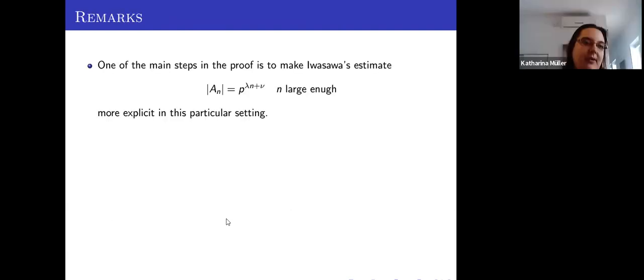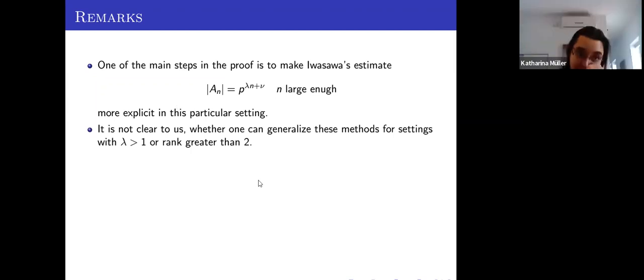And let me give some final remarks. So one of the main steps in the proof is to make Iwasawa's estimate that A_n is p to the lambda n plus nu for n large enough more explicit. So Iwasawa proves this for some abstract n large enough. In our very particular setting, where lambda is 1, we can make this explicit, and we get the formula for n bigger or equal to 1. And so far, it's not clear to us whether we can generalize these methods for settings with lambda bigger than 1 or rank greater than 2. Because if lambda is bigger than 1, then this assumption that K_2 is trivial is not true anymore.